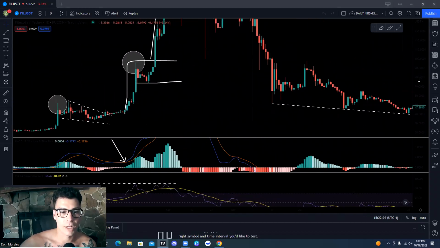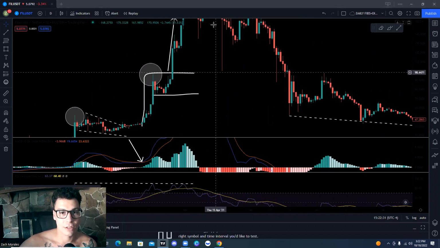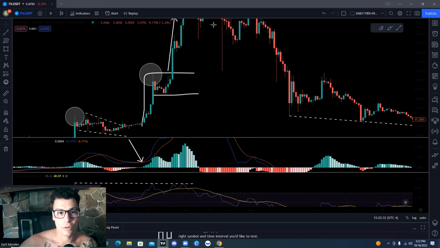And once we broke out of there, we ended up forming a bull flag, right? And so here's our bull flag. There's lots of different ways you can chart up a bull flag, but essentially you have your flag pole, then you have the flag itself right here. You see a little bit of sideways consolidation.